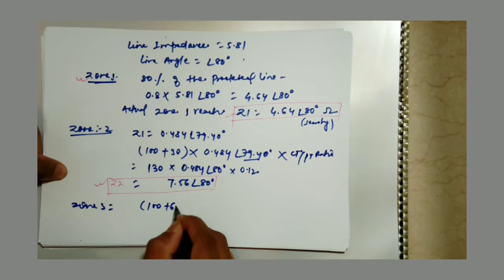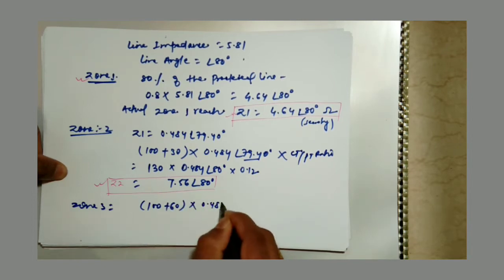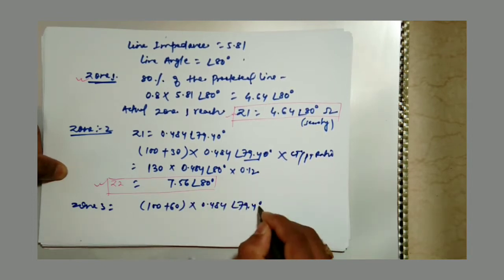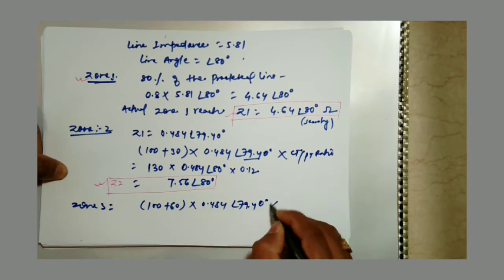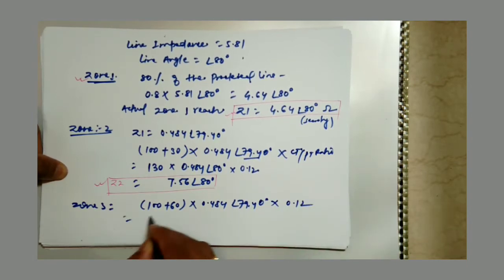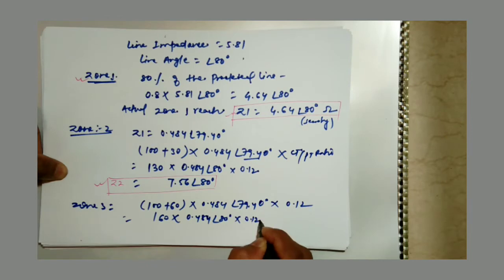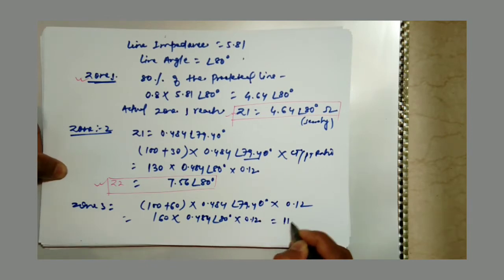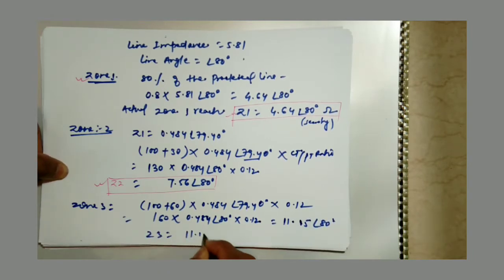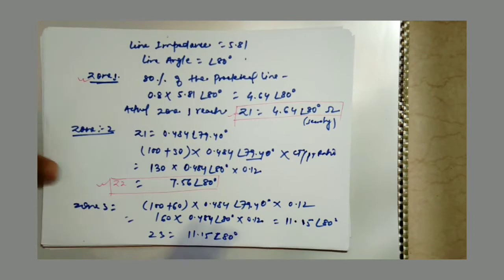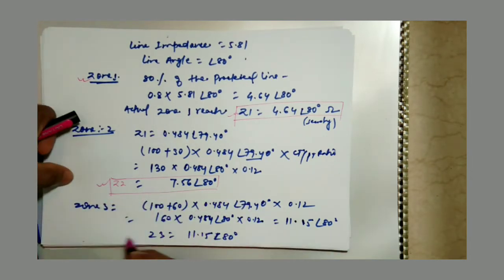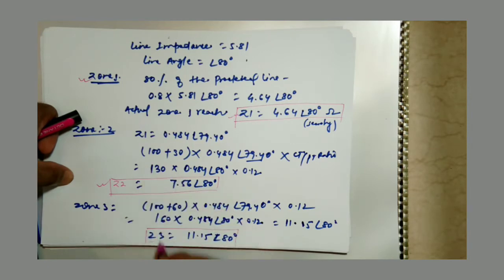100 plus 60-kilometer line into 0.484 at 79.4 degrees, that is impedance, and CT by PT ratio, that is 0.12. You will get the value here, 0.484 we have taken as 80 degrees, into 0.12. You will calculate the value, it will be 11.15 at 80 degrees. Your zone 3 is now 11.15 at 80 degrees. So far you have calculated zone 1, zone 2 and zone 3.